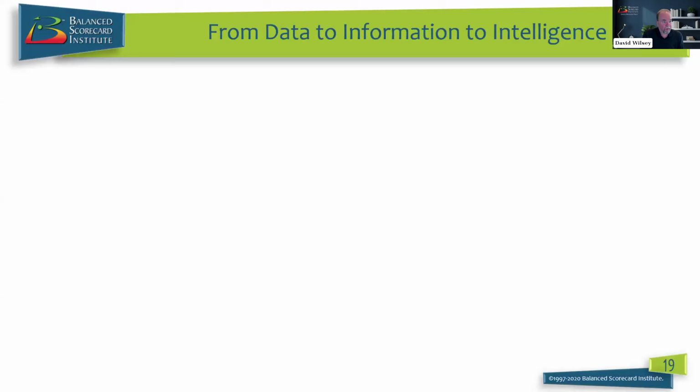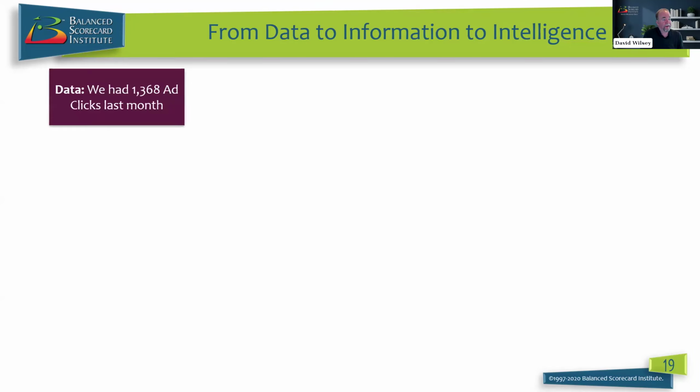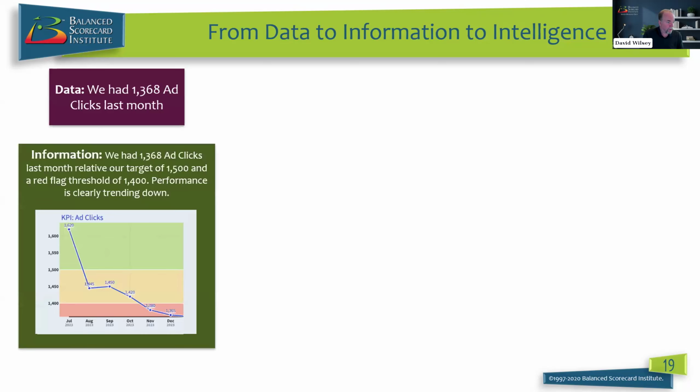I'm also trying to help employees transition from data collection to information to intelligence. And this is what I mean by this. We had 1,368 ad clicks last month. That's what we think of as data. And frankly, data by itself is just not very useful. Is that good, bad? I don't know. Well, what if I told you we had that number of clicks relative to a target of 1,500 and a red flag of 1,400? And I can visualize it like this. And I see that not only are we underperforming, but we're trending down. Okay, now I've got a story. It's not just raw data.